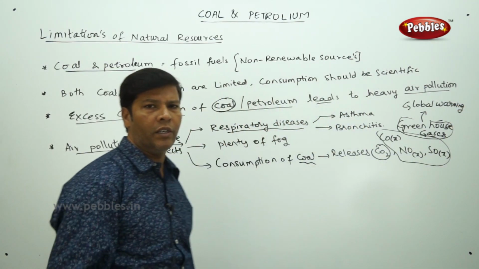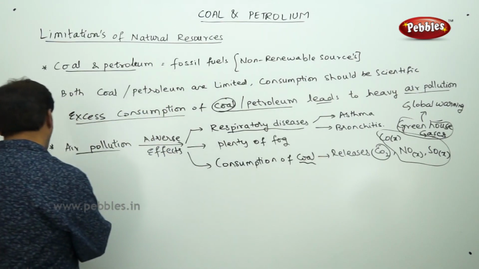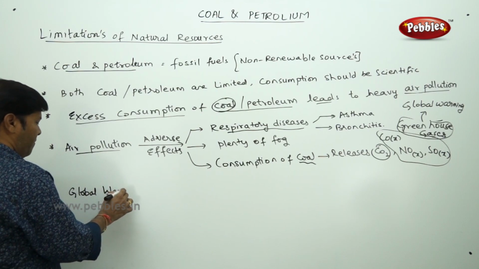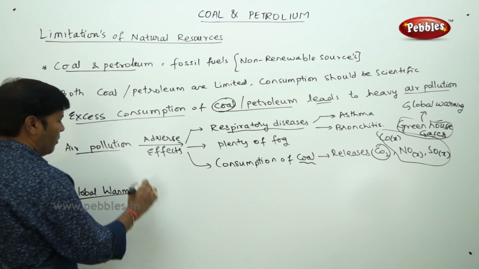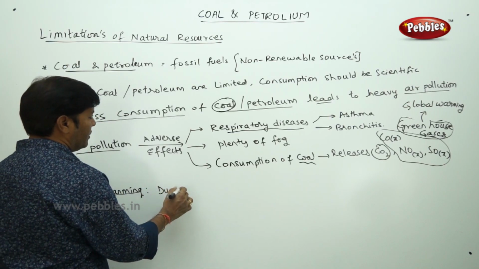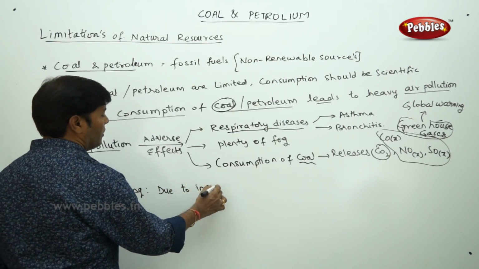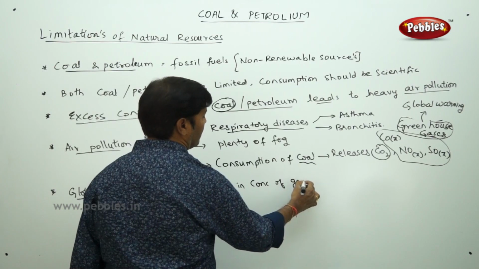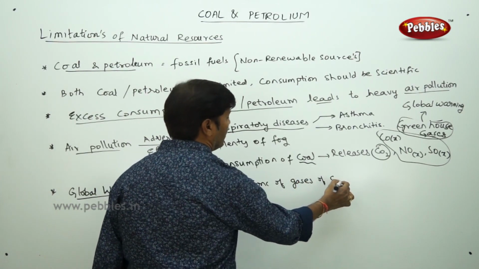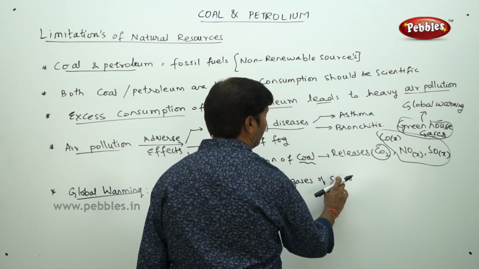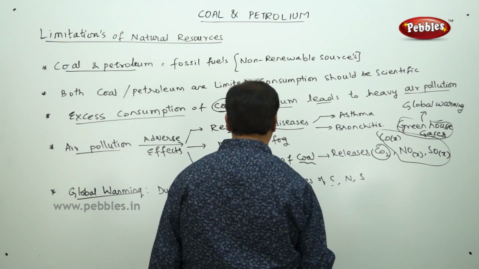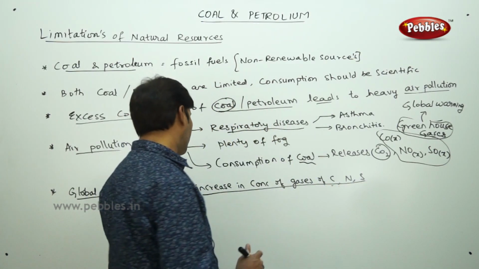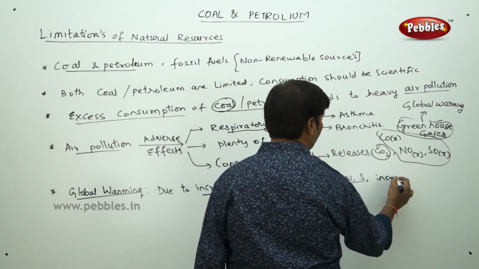These greenhouse gases ultimately result in global warming. What do you exactly mean by global warming? Global warming is nothing but an increase in the concentration of the gases of carbon, nitrogen and sulfur. Due to the increase in the concentration of gases of carbon, nitrogen and sulfur, you find that there is an increase in temperature.